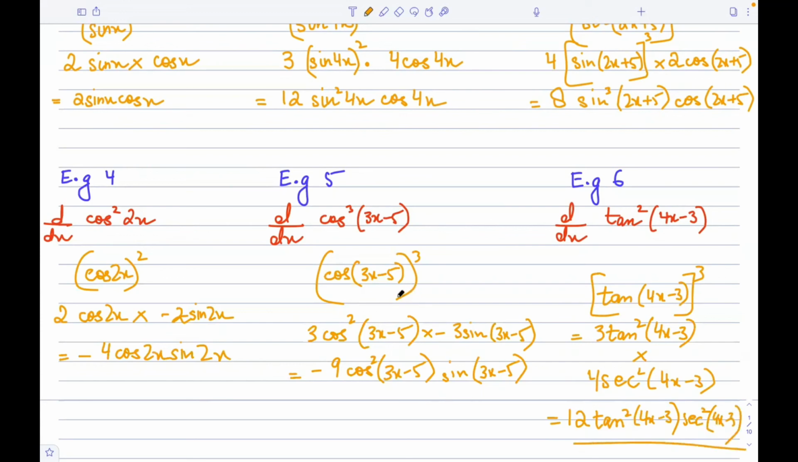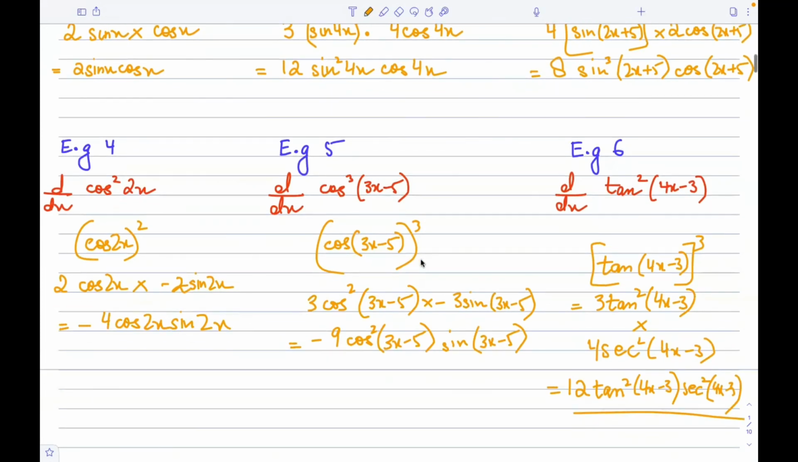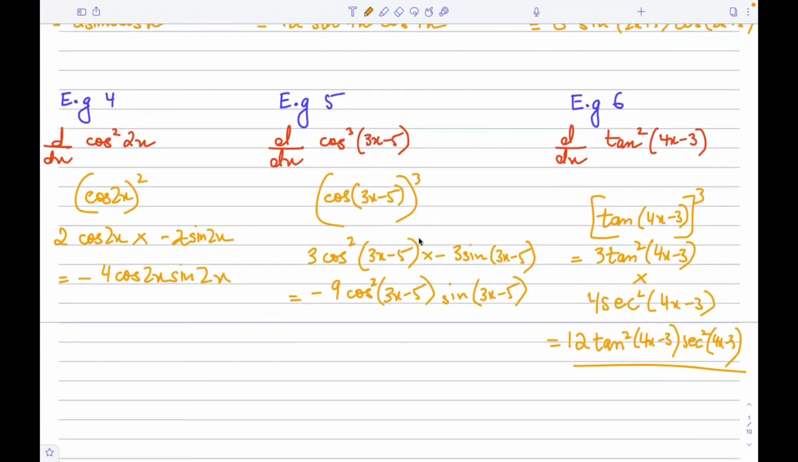And basically this is how the differentiation of trigonometric functions is done. In the next video, we'll be going over the differentiation of exponential functions.